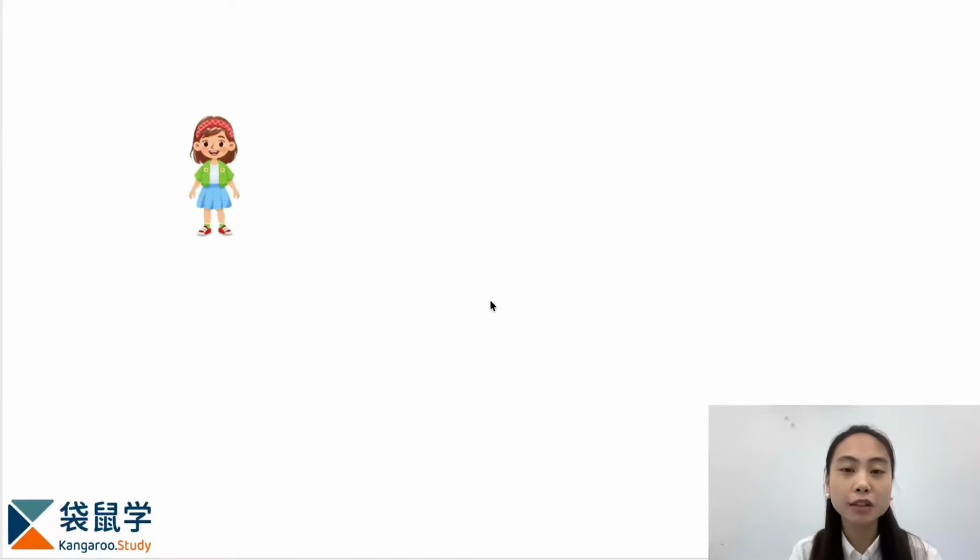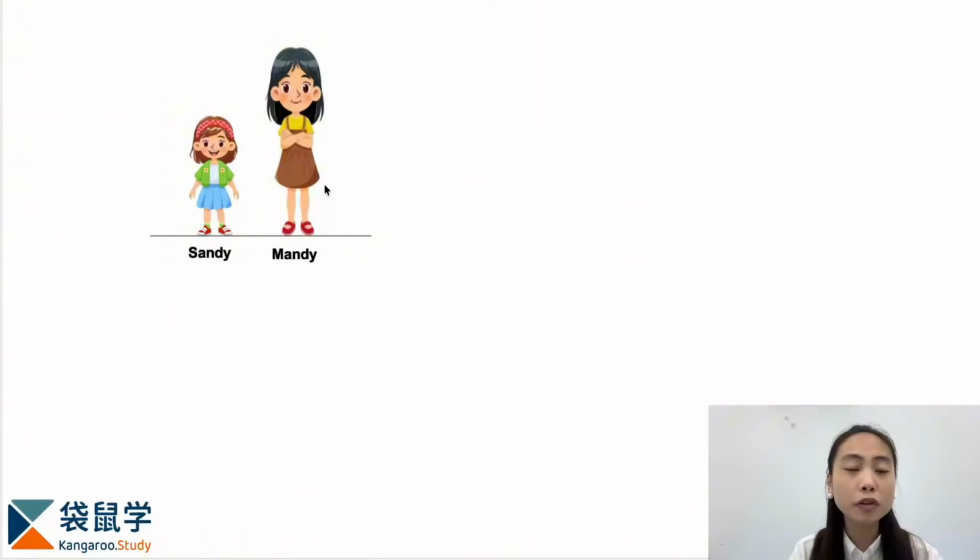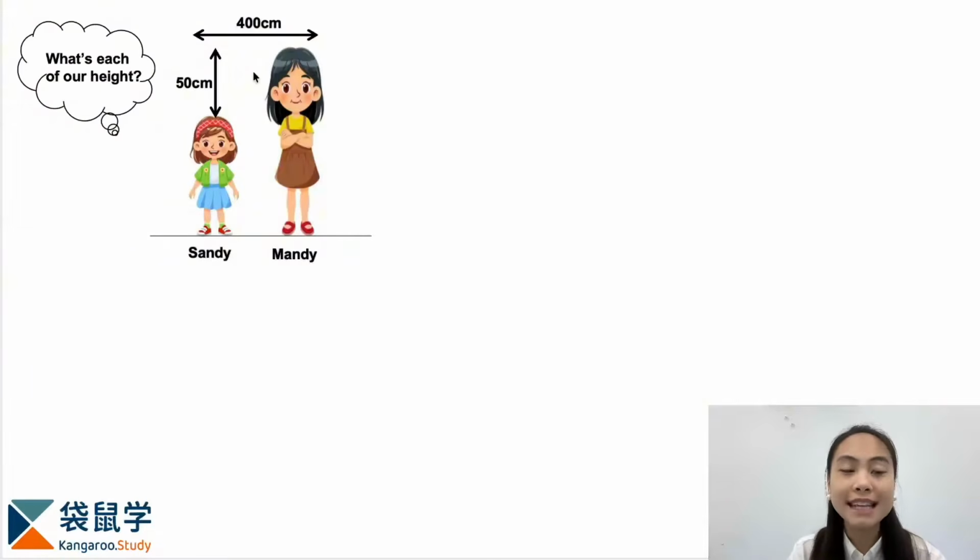Here, we have 2 girls. One is Miss Sandy, another is Mandy. We stand on the same land. Since both of us are very tall, our total height is 400 centimeters. However, Mandy is still 50 centimeters taller than me. Now, my question is, what's each of our height? Do you have any idea about this question?